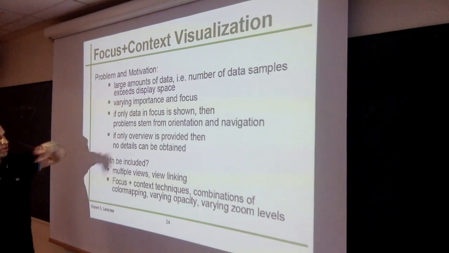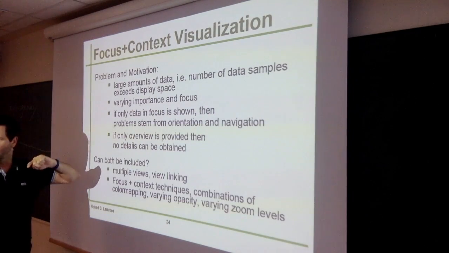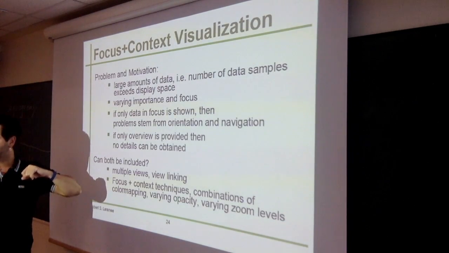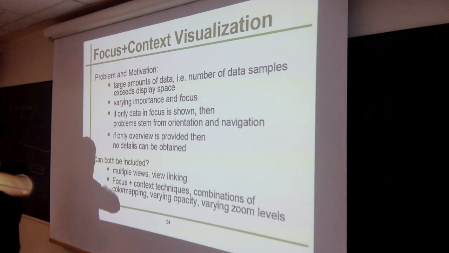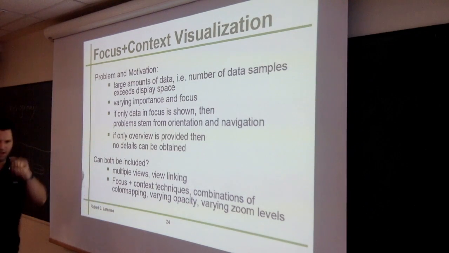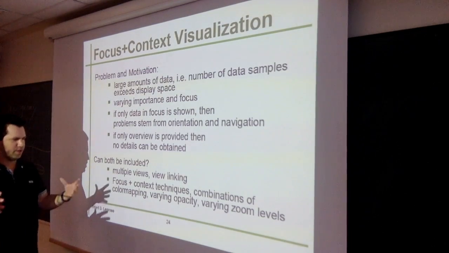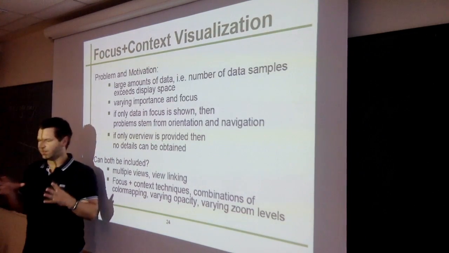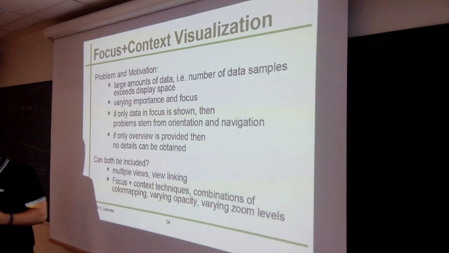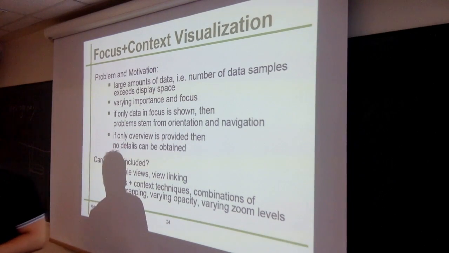If only the focus is shown, we get lost. If only the overview is shown, we can't see the details, like exactly if we need to take a left going down, which counting the streets. Can we do both? Can we include both the details and the overview? That's what focus and context is all about.